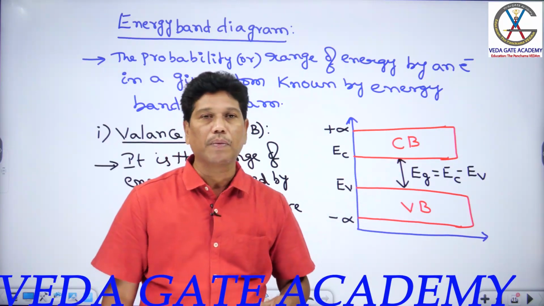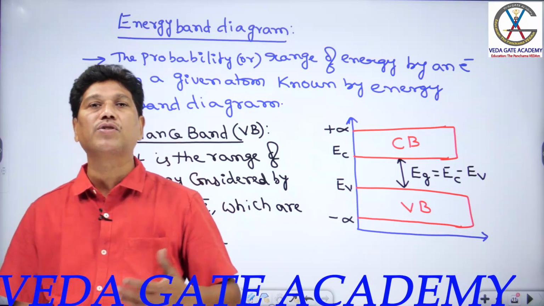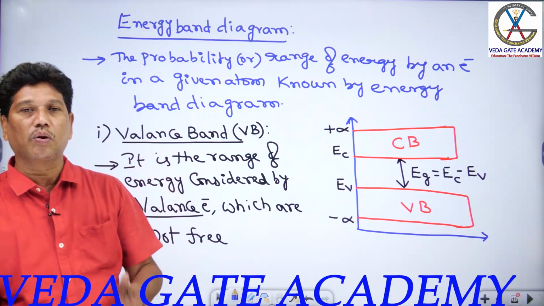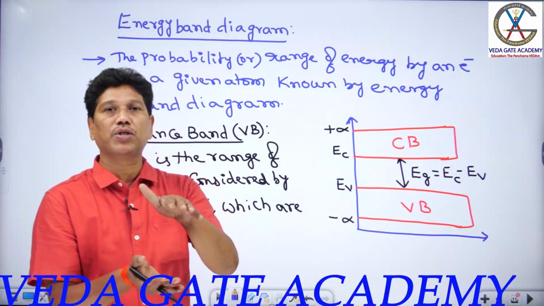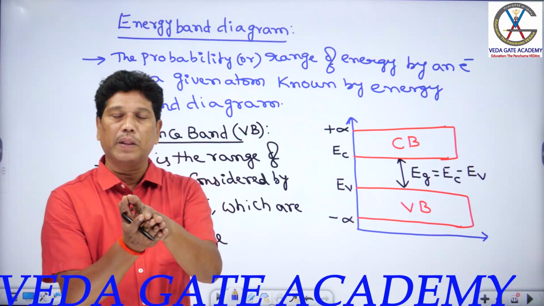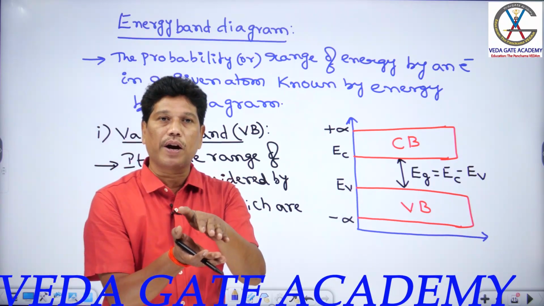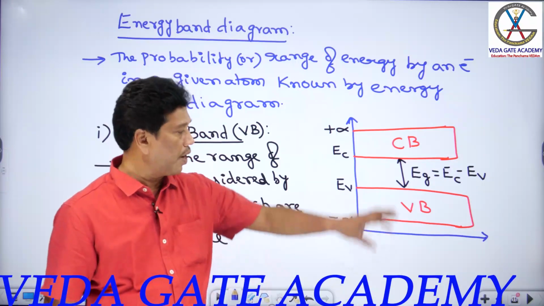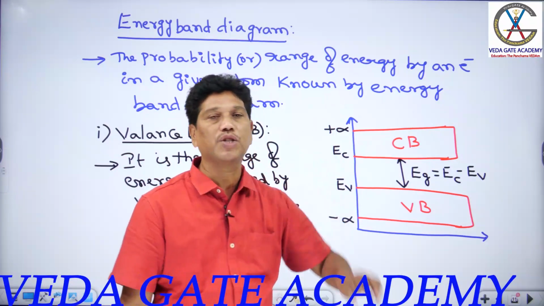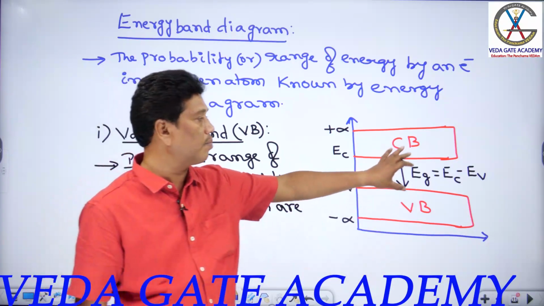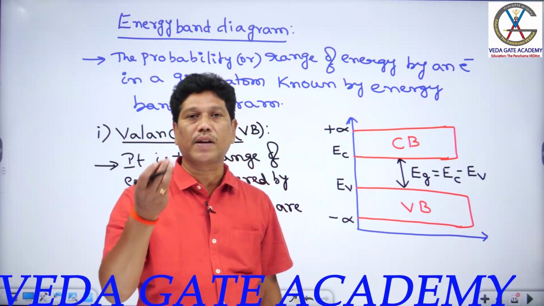Suppose you see this now. If the gap is more, more energy is required. If the gap is less, less energy is required. So the higher the gap, the more energy required, when the electron is tightly bound. The lower the gap, the less energy required. When do you require less energy? When the electron is loosely bound. So indirectly, the size of this energy gap represents the bondage of the electron.